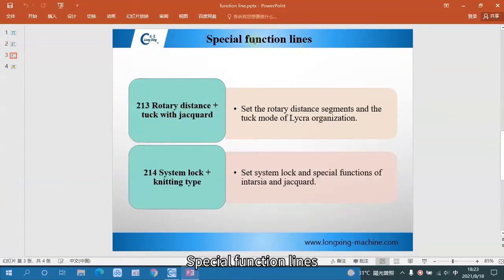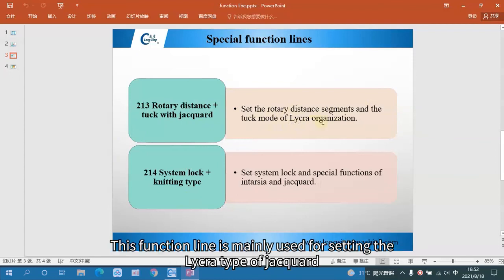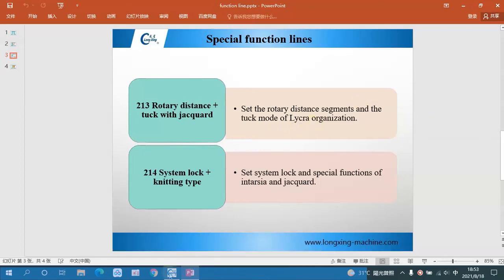Special function line 213. Rotary distance and tack with jacquard. Set the rotary distance segments and the tack mode of Lycra organization. This function line is mainly used for setting the Lycra type of jacquard.